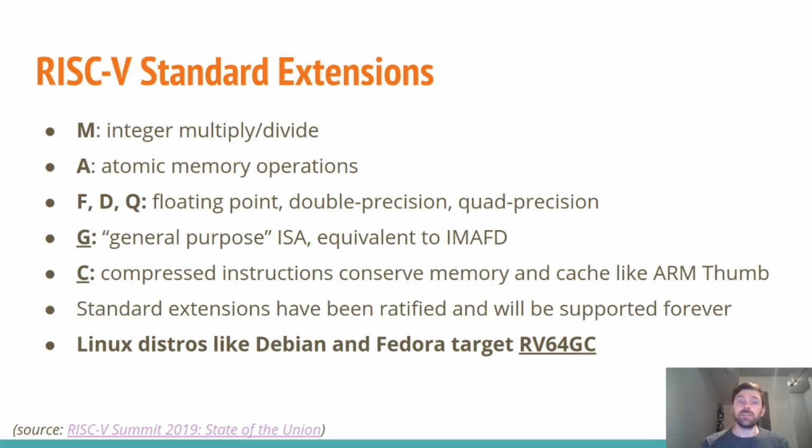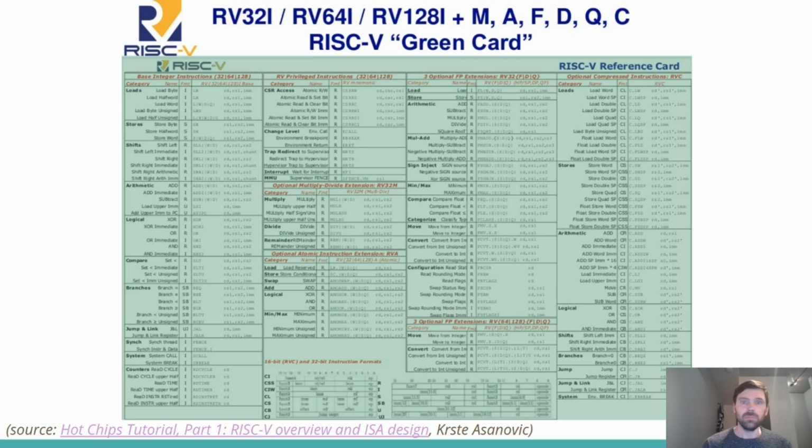And then Linux distros like Debian and Fedora are targeting RV64GC. So if you're looking at processor designs and you're interested in ones that will be supported by Linux distros potentially, then you want to be looking for RV64GC. And here's the base instruction sets along with the standard extensions on a reference card, which is kind of nice to see it all there.